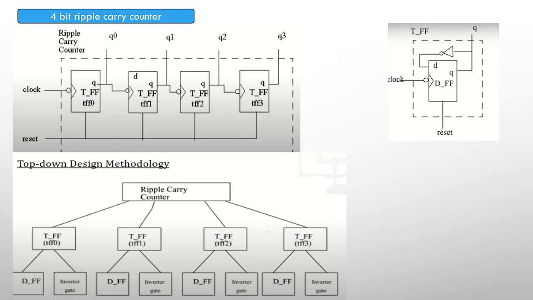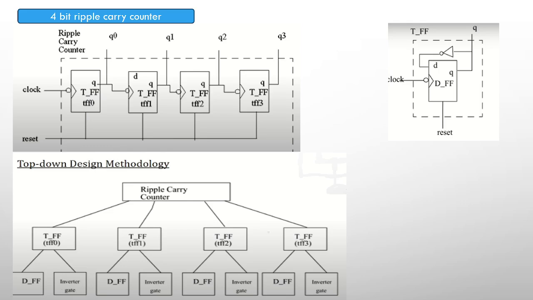What is the thing that we needed here? A 4-bit ripple carry counter, and it is said that you need to design it by using a T flip flop, right? Since it's a 4-bit ripple carry counter, we should understand that it consists of 4 T flip flops. So we'll be dividing that like TFF0, TFF1, TFF2, TFF3. And how will the T flip flop be designed? Basically the T flip flop consists of a D flip flop and an inverter gate. Now you may get a doubt why we need all this.